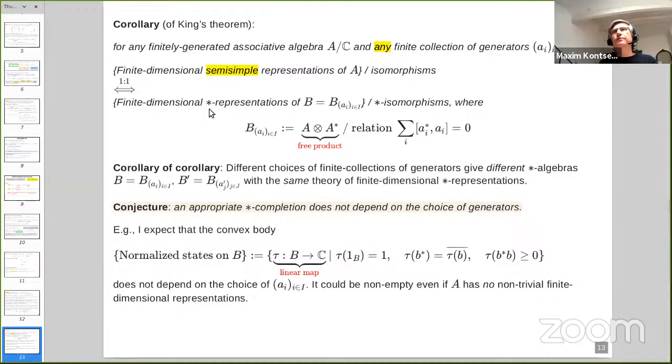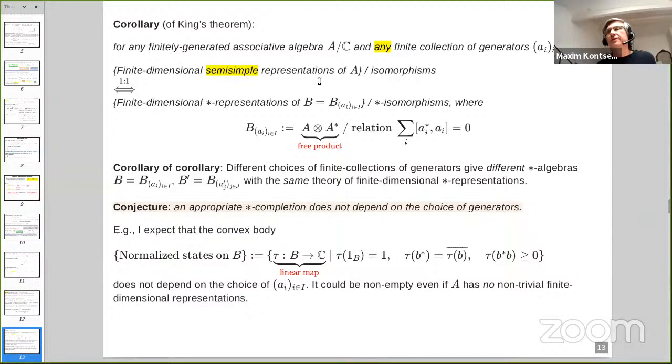You see that you get a representation of a certain star algebra, which is obtained as follows. Oh, it's actually again a misprint. It should be a free product, not a tensor product. So I see my misprints here. It's a free product of the algebra and the formal star dual, modulo the relation that the sum of commutators is equal to 0. So for any associative algebra, with any finite set of generators, we can describe these semi-simple representations in star-theoretical language. But in this description, the generators play absolutely no role.